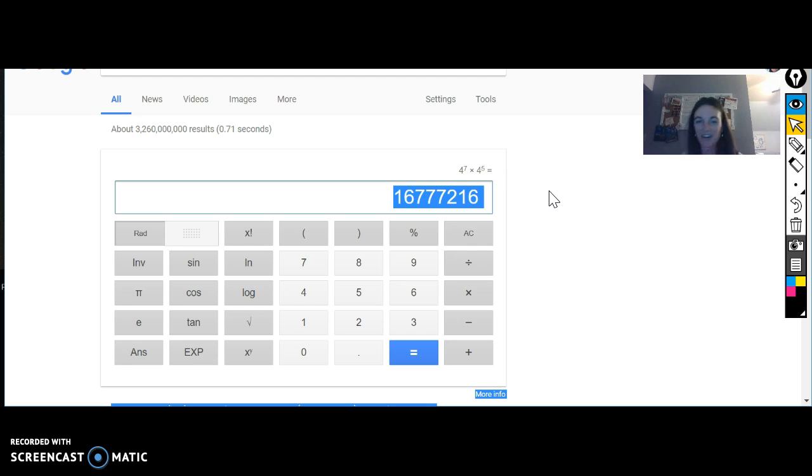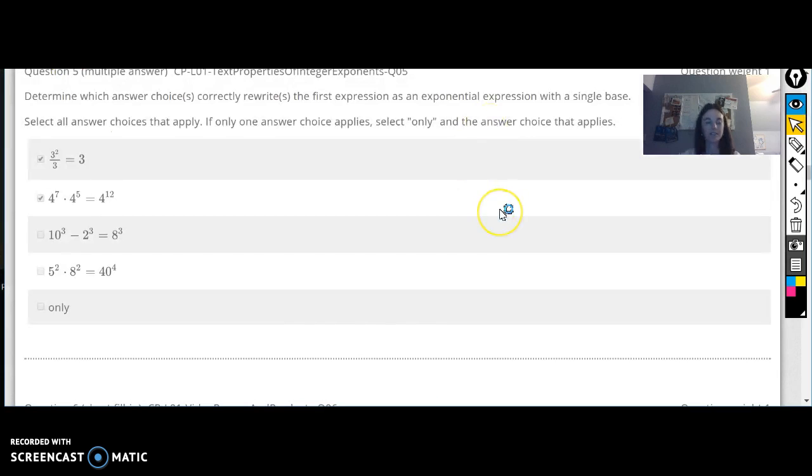Okay, that equals 16,777,216. Let's just check to see that 4 to the 12th actually equals that same value. 4 to the 12th. Oh, look at that. It does. Okay, so isn't that a really cool little use of our calculator? And really, again, use it, use it, use it. Okay, let's go ahead and just check these other two, because again, you've got to check them all.